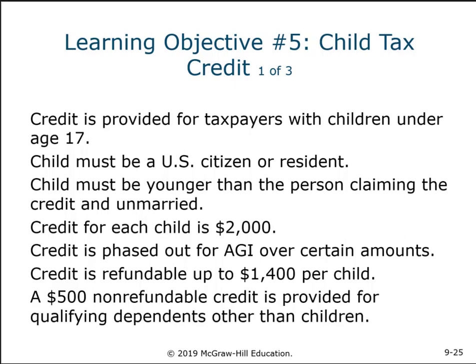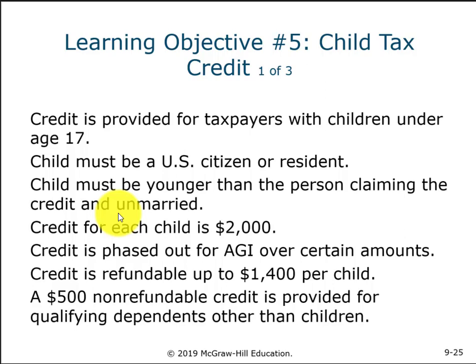Far more common, most of the returns that you look at, or a very large number, are going to involve the child tax credit. This applies to a qualifying child under the age of 17. The year they turn 17, too bad, they become an other dependent, and the credit for other dependents is a non-refundable credit, but the child tax credit for under age 17 is at least partially refundable.